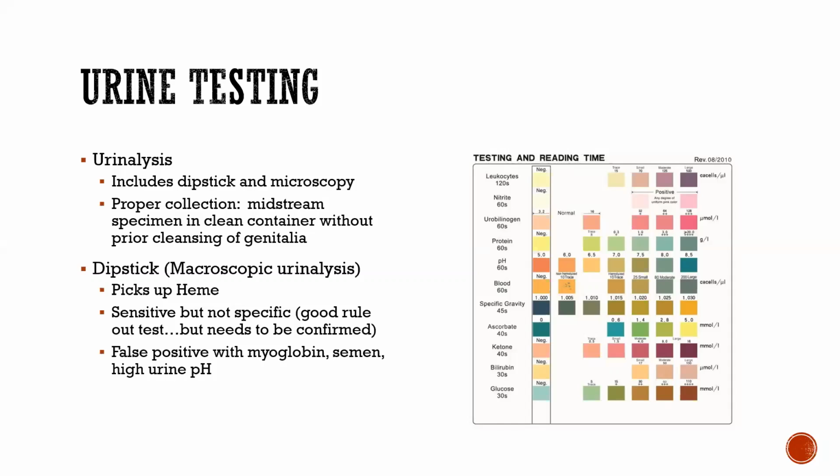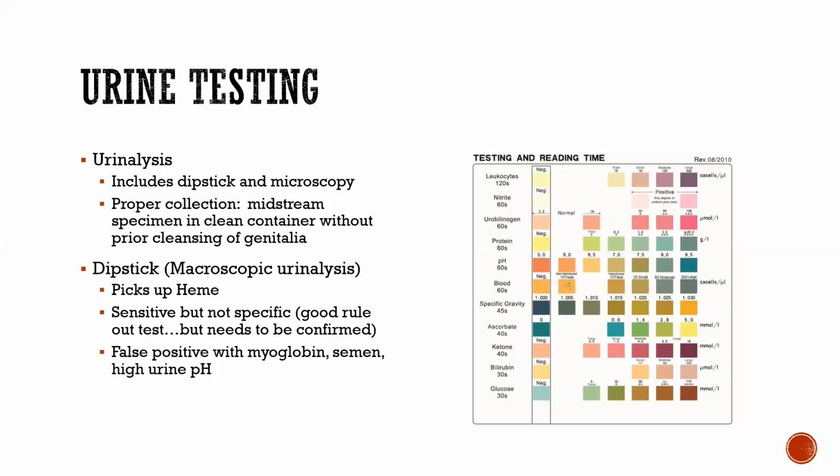For the dipstick itself, it picks up a number of things, one of which is blood. But what it's actually picking up is heme. So not the blood cells itself, but hemoglobin. But it can also be false positive with myoglobin, for example, if someone had muscle breakdown or rhabdomyolysis. Semen can give a false positive, or very high urine pH.